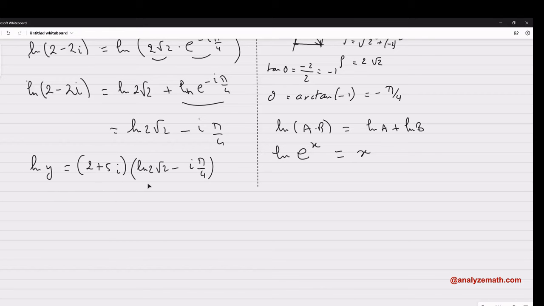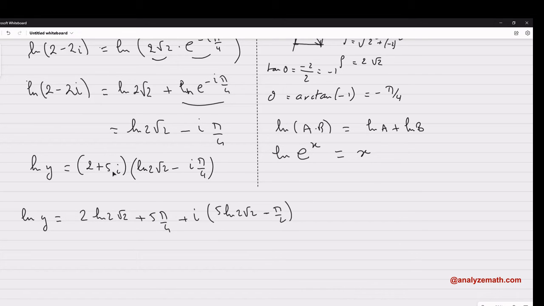So we just go and multiply this by this. Yeah, when we multiply, we get this expression. We get all this expression here. Let's explain this. 2 by 2 ln 2, it's here. And then this part 5i multiplied by minus i pi over 4. Remember, i squared gives me the minus 1 with the minus here. So all this becomes 5 pi over 4.